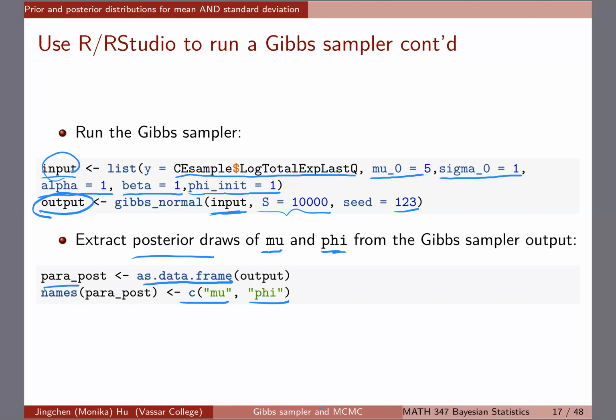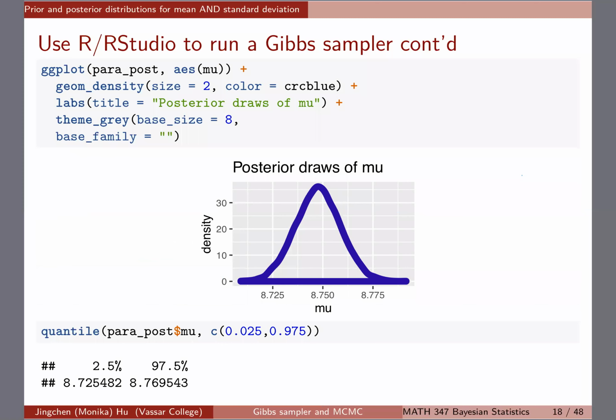So these are most of the mechanics aspect of this. And just to show you, once you do that, you can plot the posterior draws of mu. If you remember, para post is the data matrix with the column names mu and phi. So I can just plot mu itself. And then I can also summarize, say I want a posterior 95% credible interval. I can do that using the quantile function like we did before, only focusing on the column of mu.